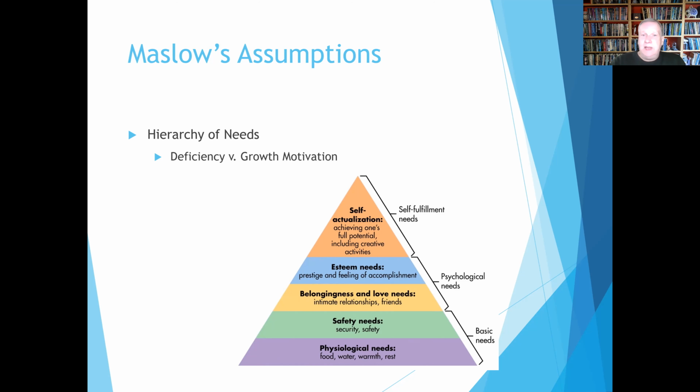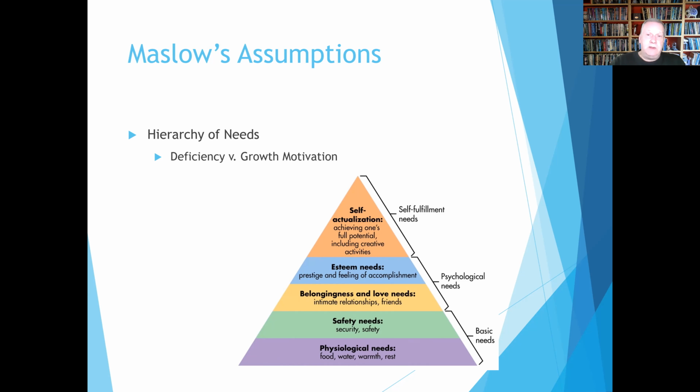Next level up, esteem needs, the need to feel prestige and a feeling of accomplishment and that others respect you and hold you in high levels of esteem. And at the apex of the hierarchy of needs, you have self-actualization. Self-actualization is essentially being all that you can be, achieving your full potential, including creative activities. So he presents to us this hierarchy of needs with 5 different levels of needs.